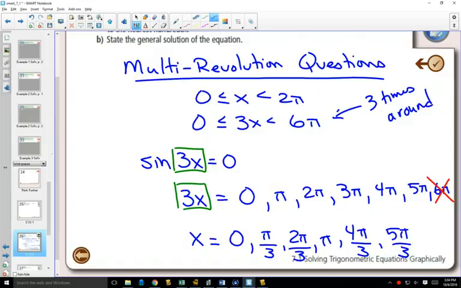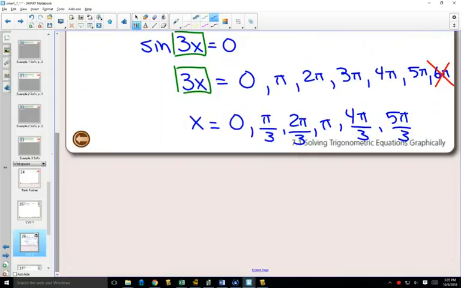Now in part B, it says state the general solution. The general solution, what were our steps for that? Step 1, solve like normal between 0 and 2 pi. We've done that. We've got 6 answers between 0 and 2 pi. So to write our general solution, we've already done step 1. Step 2 says add 2k pi to each of them.